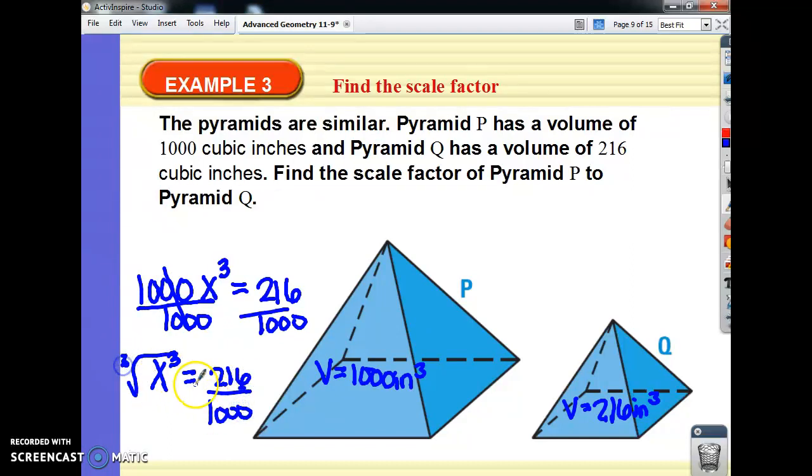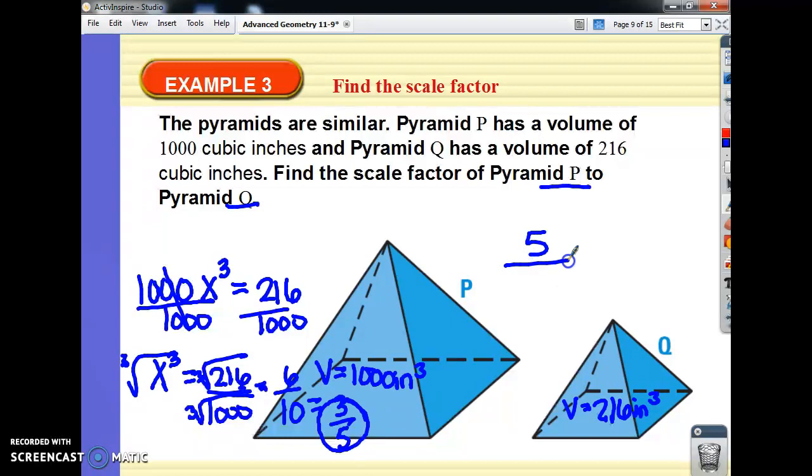Cube root. I can take the cube root of them separately because the cube root of 1,000 is 10 and the cube root of 216 is 6. And 6/10 is 3/5. So 3/5. They want pyramid P to Q. They want P on top, then Q. And that is the ratio they are looking for.